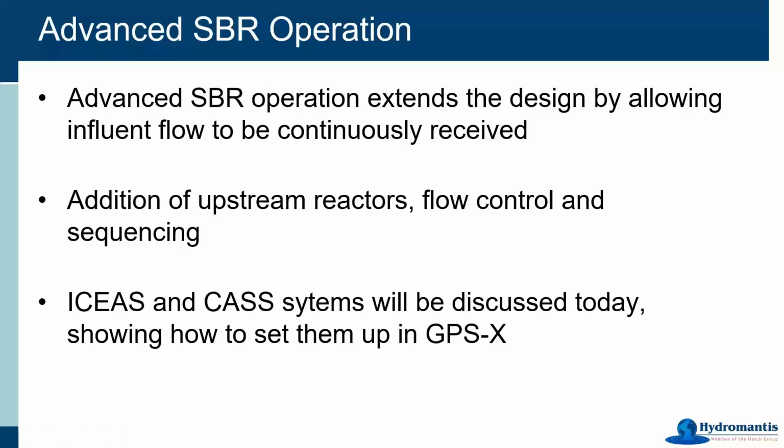So advanced SBR operations are ones where the system is designed to allow influent flow to be received in a continuous fashion. And that is done in many different ways, but one way to do it is by adding some upstream reactors and then having some flow control and sequencing that allows for those things to be incorporated into the system. So it's kind of like making your SBR plug flow a little bit. You're going to have a reactor in the front which can remain continuously mixed all the time. It can receive the flow, and then some flow from that can be fed as needed into your actual SBR sequencing operation as designed.